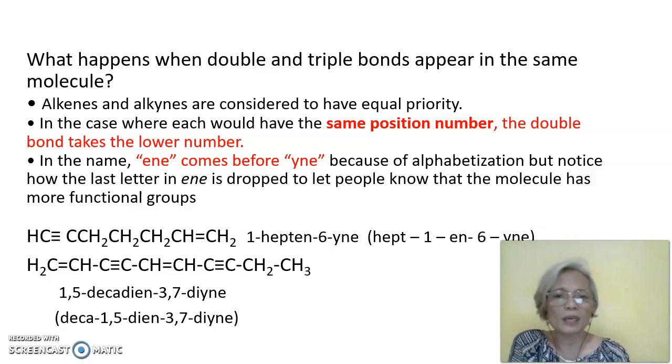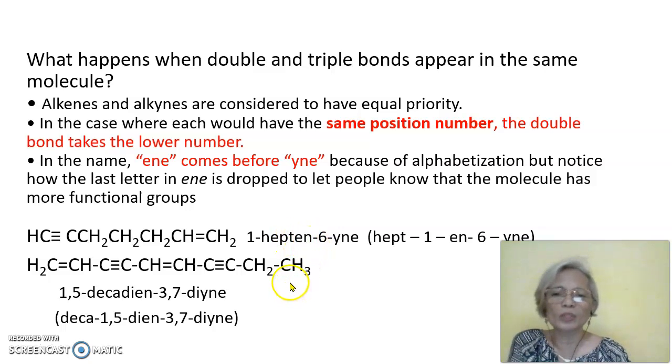Now, what happens if they have the same position number? The double bond and the triple bond are of the same position number. Note that the double bond takes the lower number, but you still name using "en" first. So this is now carbon number 1. So 1-en, meaning the double bond is located at carbon number 1. 6-yne, the triple bond is at carbon number 6. And hept, meaning there are 7 carbons. So we have hept-1-en-6-yne or 1-hepten-6-yne.